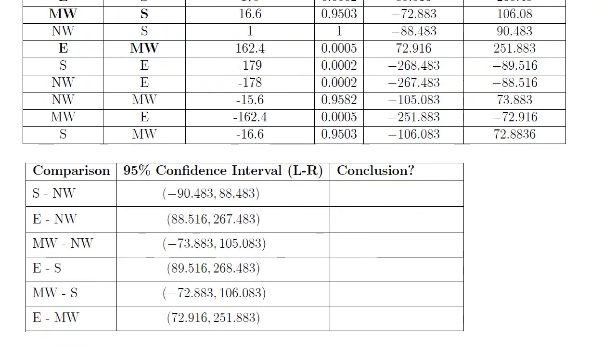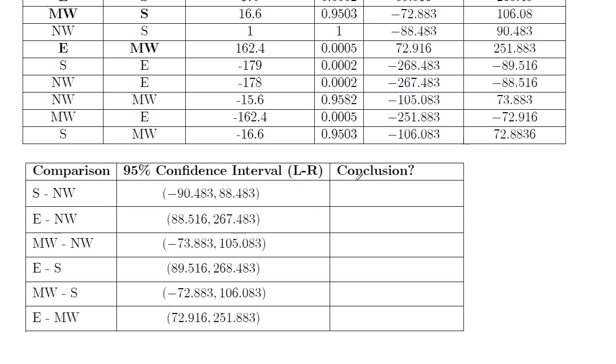So here are the comparisons that are not repeats. So South to Northwest, East to Northwest, Midwest to Northwest, East to South, Midwest to South, and East to Midwest. So we're comparing all of those pairs of means. So there's 6 different distinct pairs. And then here are the confidence intervals. So I brought down the bold comparisons and their confidence intervals, and that's left minus right.